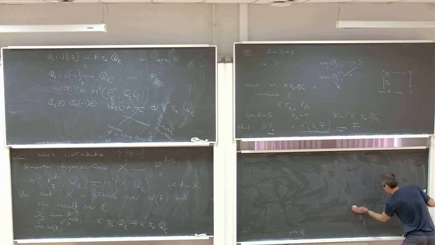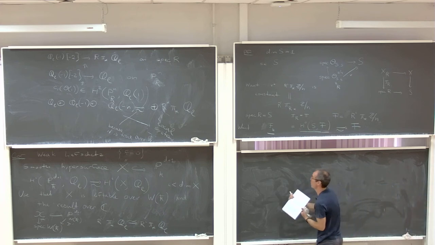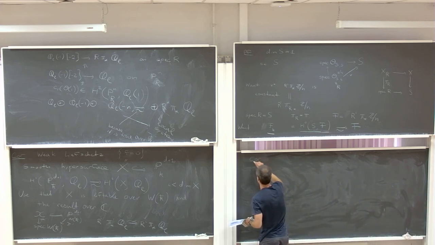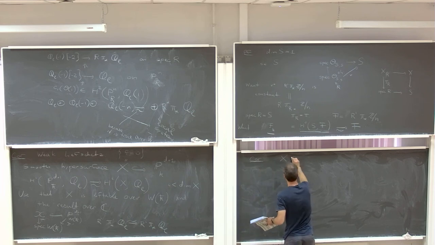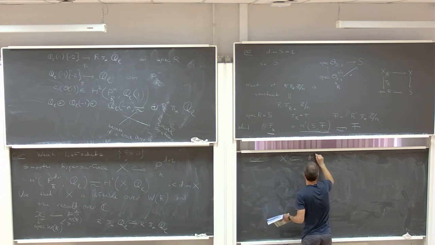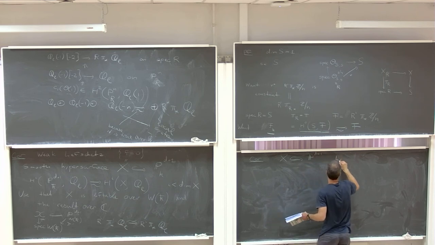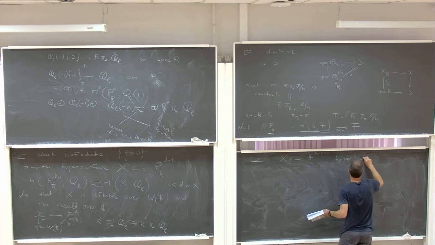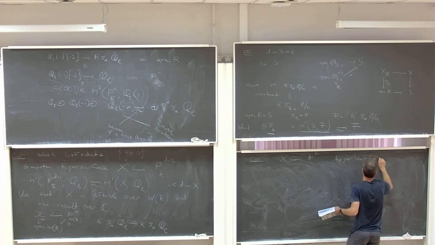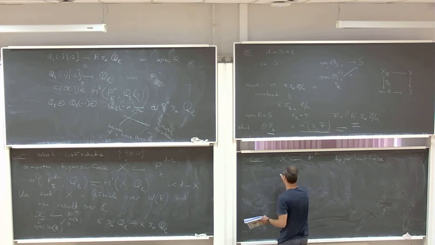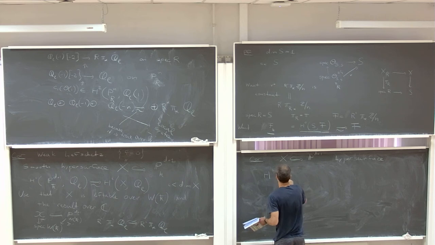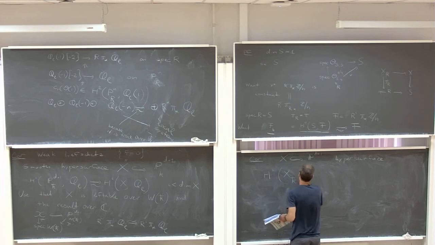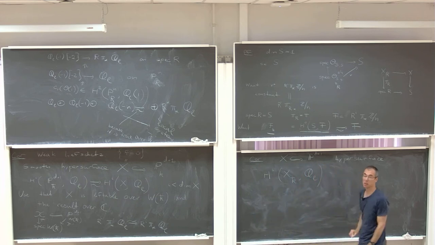I claim that, so corollary. So again, X is a smooth hypersurface in P^{d+1} as before. Then I'm interested in the homology groups of X_K-bar with Q_l coefficients. What are these groups?